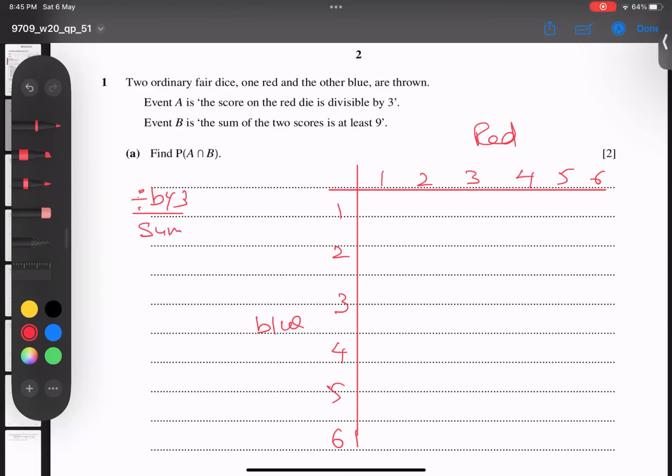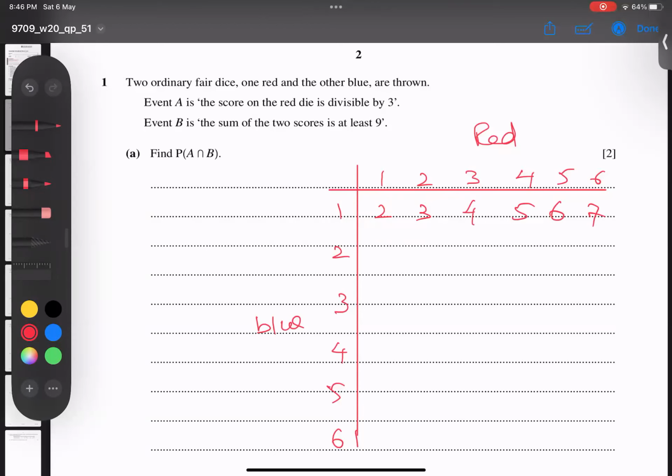For example, if I have two numbers, is the upper number divisible by 3? Not at all. And this number is not divisible by 3. What to write here? Going up and down is maybe confusing, so better to go for the total only. So 1 plus 1 is 2, 1 plus 2 is 3, 1 and 3 add to 4, then 5, 6 and 7.